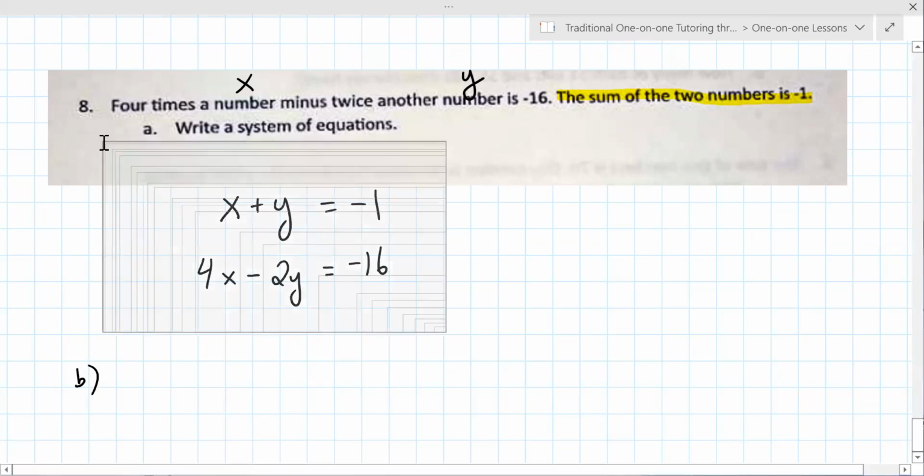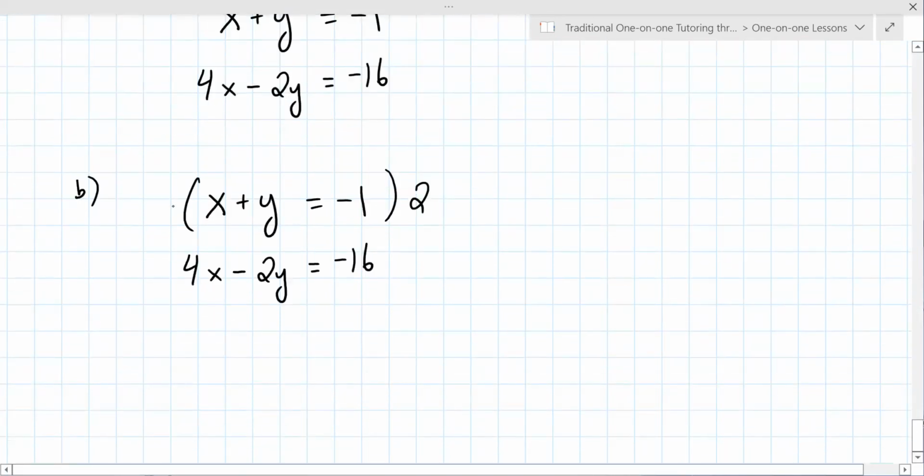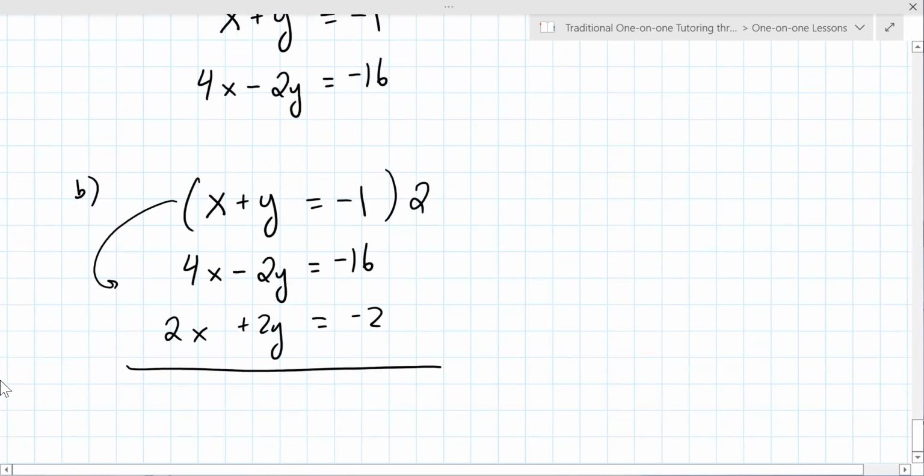To solve your system, bring this down here. We're going to multiply that first equation by 2. And the reason is when we see this down here, you're going to see that the y's are going to cancel because they're opposite in sign.